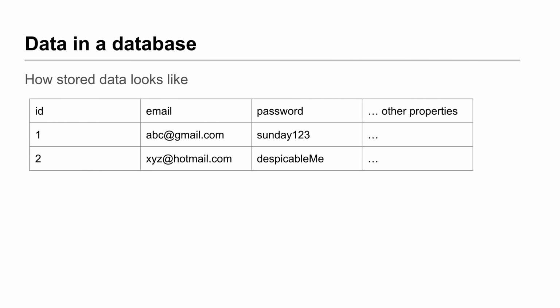If you take an example where we have values for the user data model, this is something that it will look like. Now we have the ID column which has values 1 and 2. Usually it will be more sophisticated than this, it won't be plain numbers. Then we have the email column, we have the password and other properties.